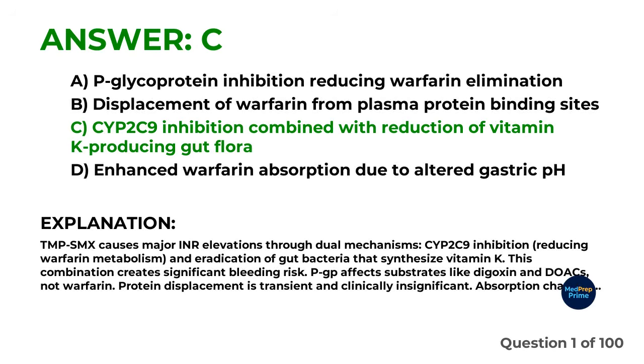Correct answer: C. TMP-SMX causes major INR elevations through dual mechanisms: CYP2C9 inhibition, reducing warfarin metabolism, and eradication of gut bacteria that synthesize vitamin K. This combination creates significant bleeding risk. P-gp affects substrates like digoxin and DOACs, not warfarin. Protein displacement is transient and clinically insignificant. Absorption changes don't explain the sustained INR elevation.